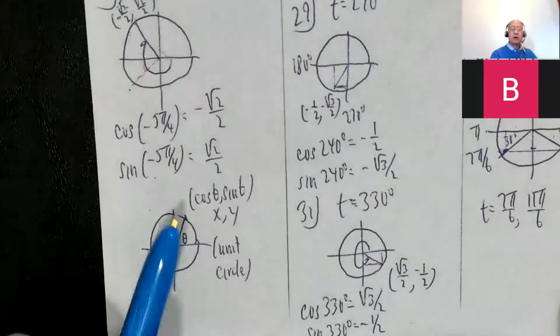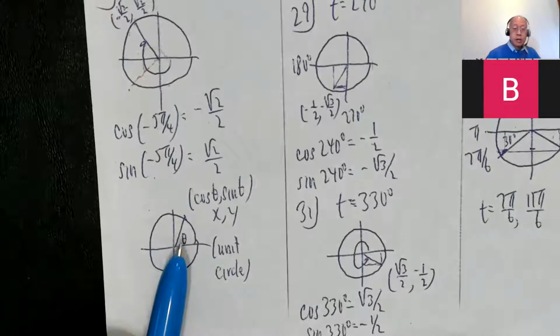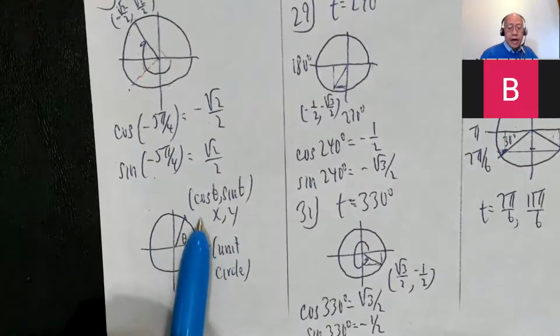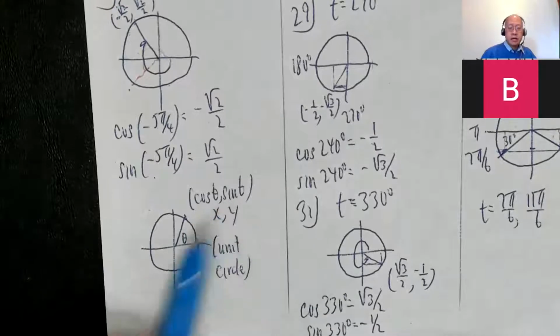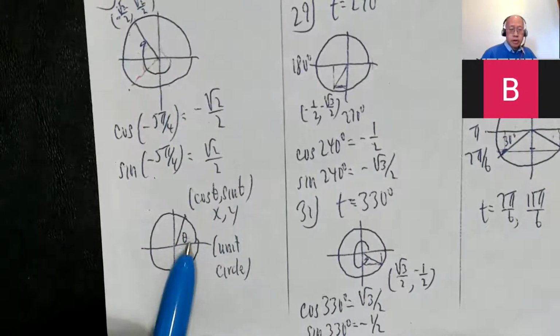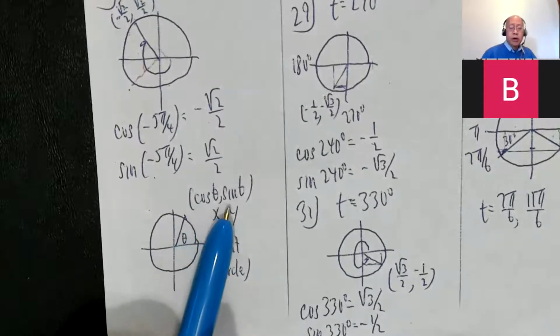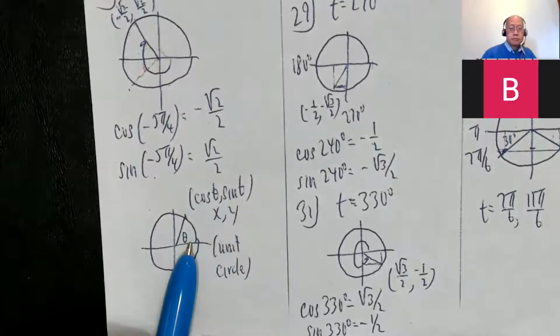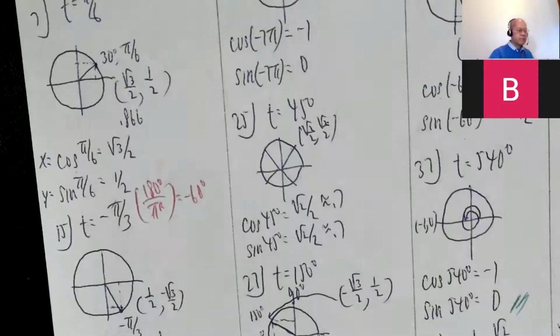Once again, you want to keep this picture in mind. On a unit circle, given a theta, x comma y is the same thing as cosine theta, sine theta. So on a unit circle, here's the angle. The x coordinate is cosine theta. The y coordinate is sine theta.